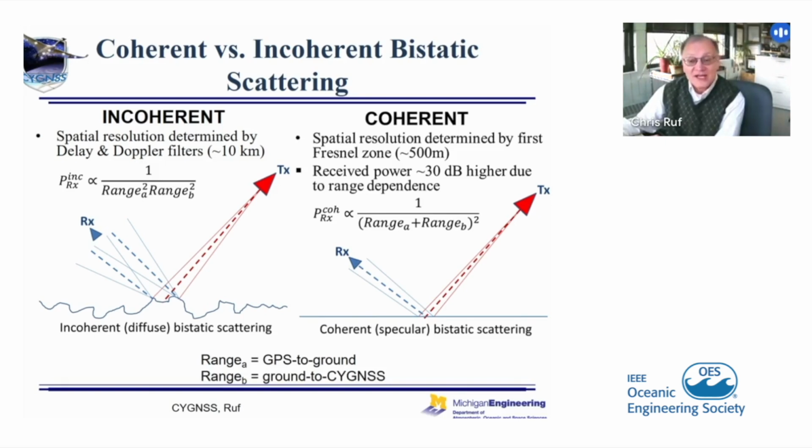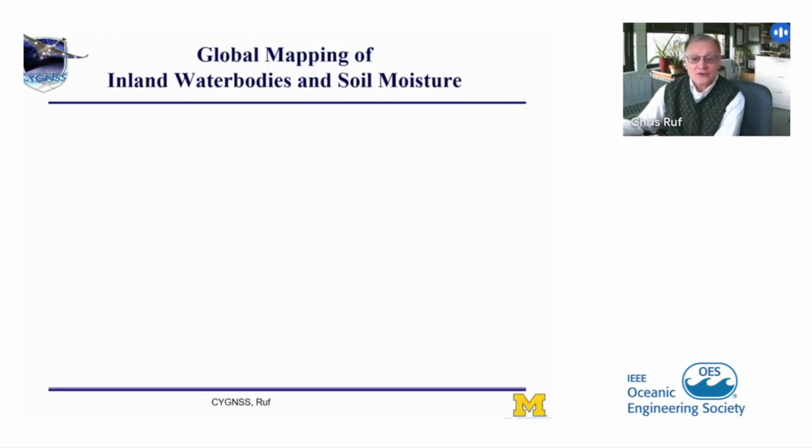And also, if it's coherent, the spatial resolution has a fundamental change from being determined by the time delay in Doppler filters over the ocean to being determined by this reflection property called the Fresnel zone of the reflection, which is of order 500 meters. So the spatial resolution is quite a bit better, and even water bodies that are much less than 500 meters are easy to resolve because the power in the reflections is about 1 to 2,000 times stronger. And that's the reason for the very fine resolution.